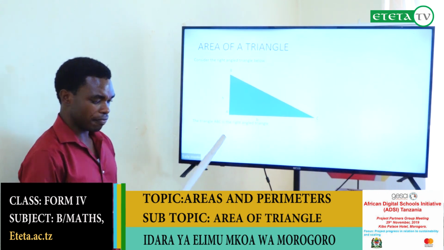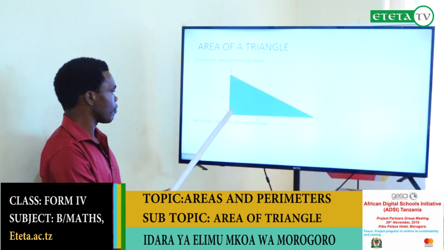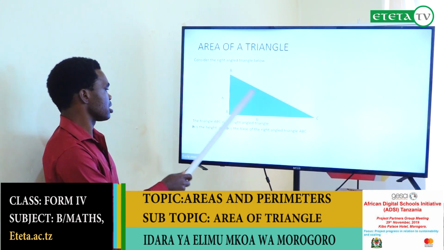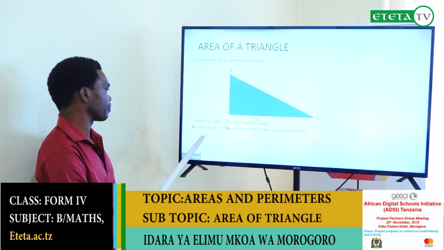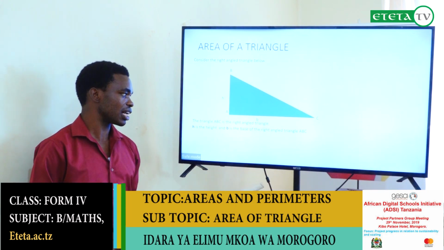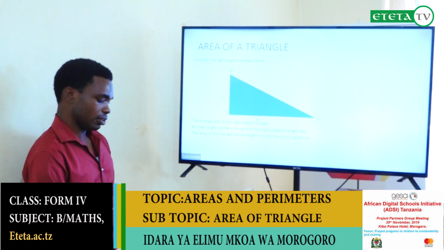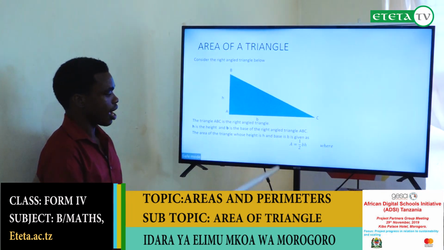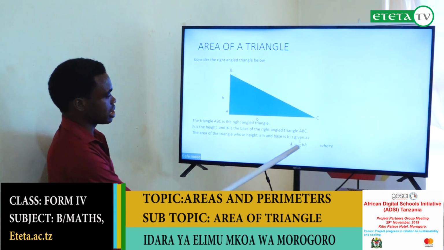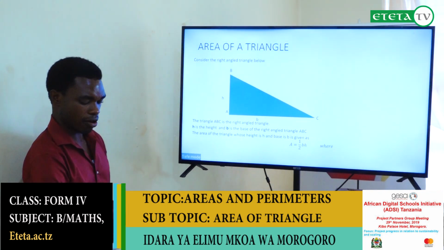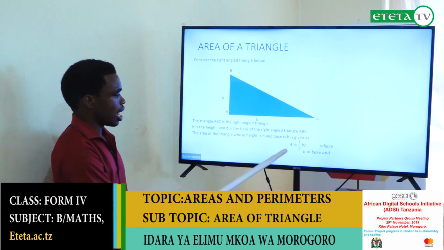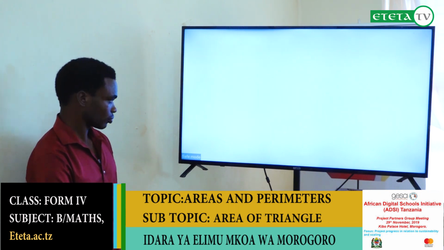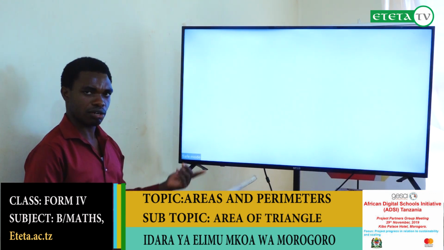According to the formula of the area, the area of this right angle triangle ABC, where H stands for the height and B stands for the base of the right angle triangle ABC, will be equal to a half BH. Yes, this is the formula for finding the area of the triangle, where B stands for base and H stands for the height of that triangle. This is the normal concept that we have.